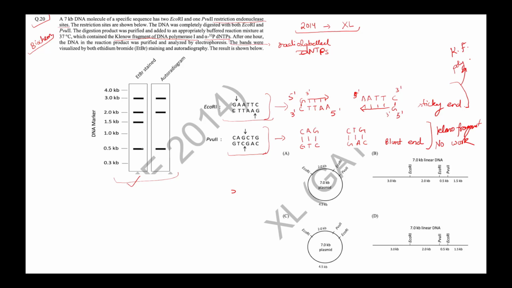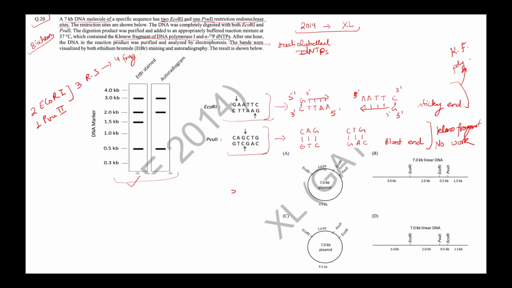Okay, so there are 4 fragments that are being produced. It has been given to us that the DNA molecule is 7 kb, and we have 2 EcoRI and 1 PvuII site. That means a total of 3 restriction sites. And the fragments produced are 4 fragments. If it were a circular DNA, it would have produced as many fragments as the number of restriction sites present. But it is producing one more fragment.